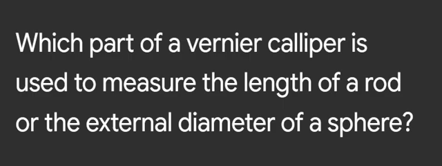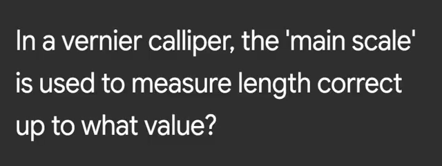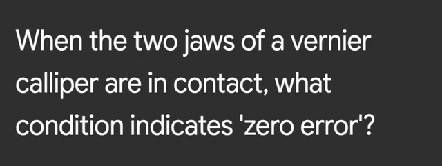Which part of a vernier caliper is used to measure the length of a rod or the external diameter of a sphere? So here you have to mention the part of the vernier caliper that is used to measure the length of a rod or the external diameter of a sphere. 15th question. In a vernier caliper, the main scale is used to measure length, correct, up to what value? So obviously here I'm sure you have to mention the number of decimal places that it will help to measure. So here the question I'll repeat again. In a vernier caliper, the main scale is used to measure length, correct, up to what value?